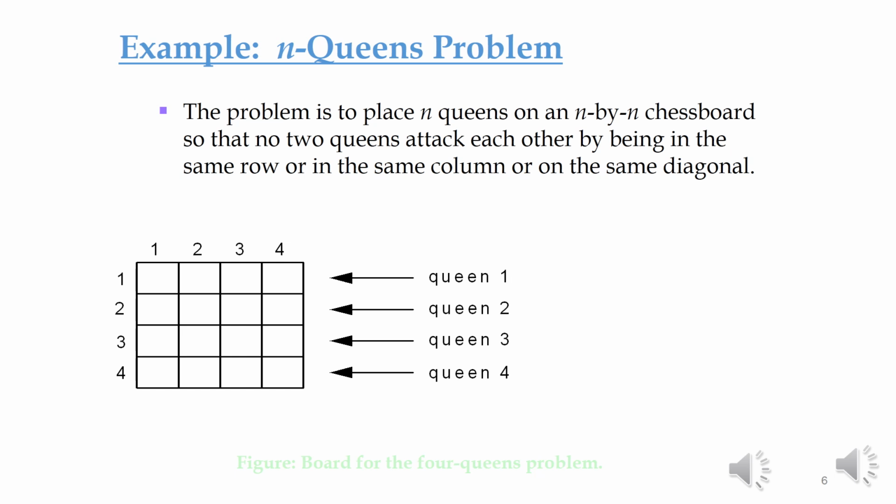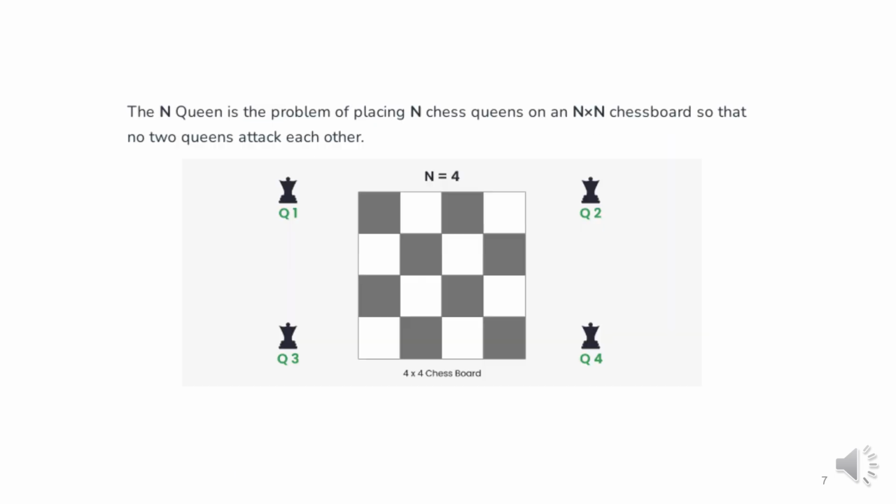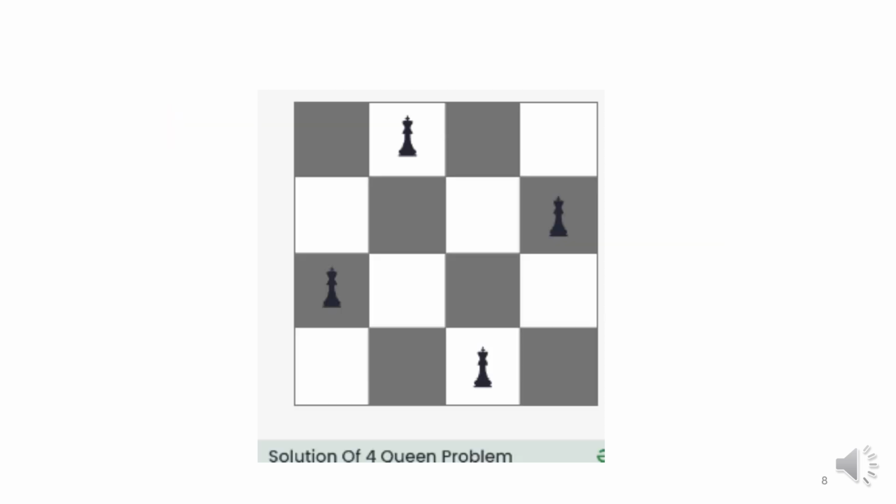This is the example for the n-coins problem. An n cross n chessboard is available. We have to keep n coins on the chessboard without attacking each other, either horizontally, vertically or diagonally. This is one example of the 4 coins problem. There are 4 coins, Q1, Q2, Q3 and Q4, and this is the 4 cross 4 chessboard. We have to keep all the 4 coins on the chessboard without attacking each other. This is one of the solutions for the 4 coins problem.